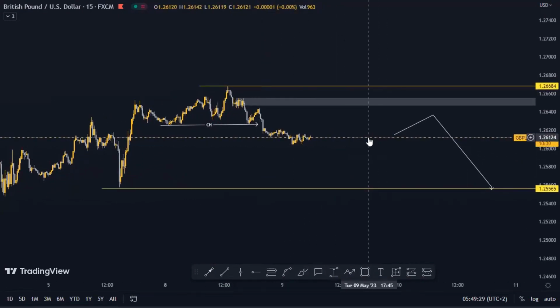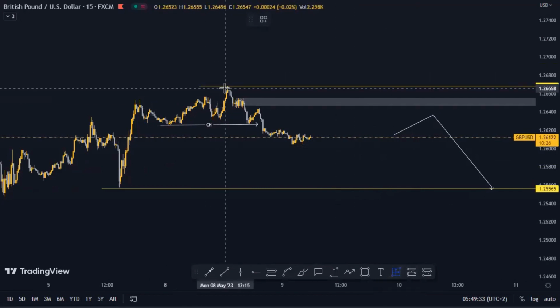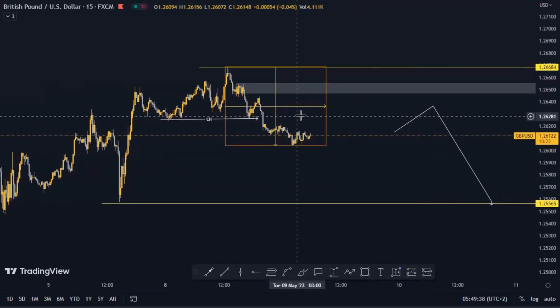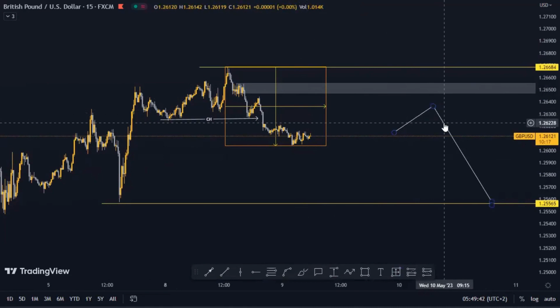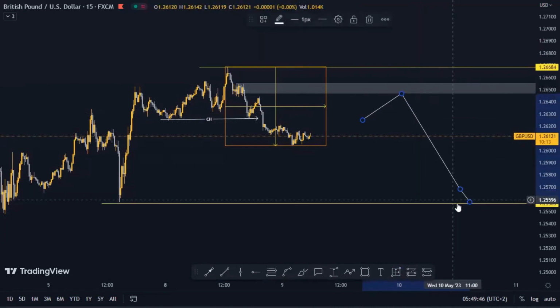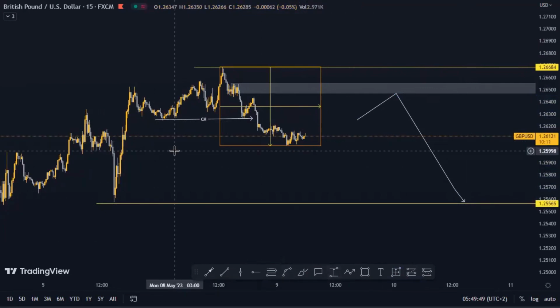But looking at how far the market had gone to the downside, if I pull my premium versus discount tool, 50% is right here. So anything above that will be a good area to sell from, because that's our premium area, right? So that's what we can anticipate from this. Let's see how it looks on a 1 hour time frame.